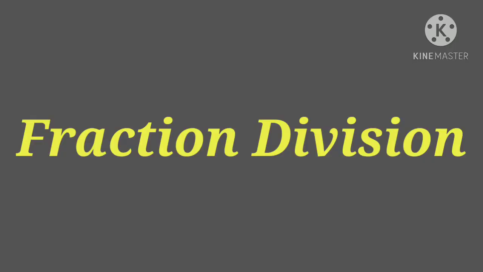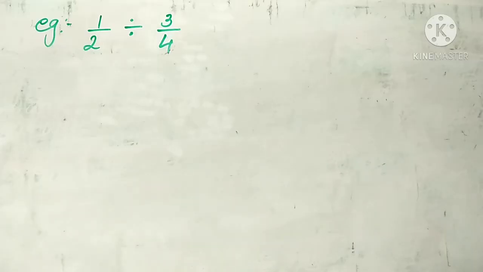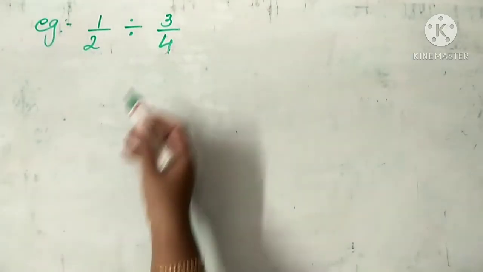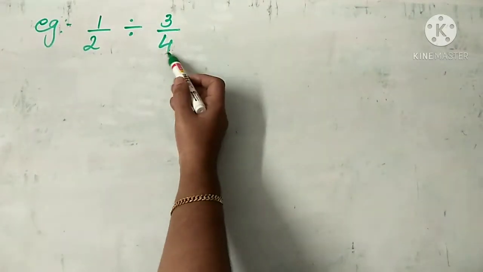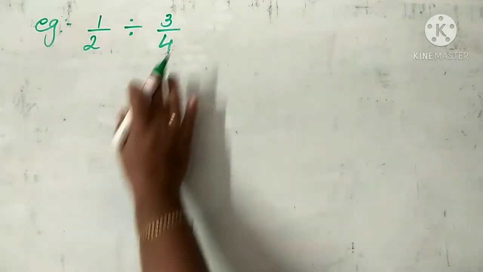Okay. Next topic is fraction division. Division by fraction is just multiplication by the reciprocal. Let us see how. Example, 1 by 2 divided by 3 by 4. When we divide by a fraction, it is simple. Just take the reciprocal of this fraction and just multiply with this number.